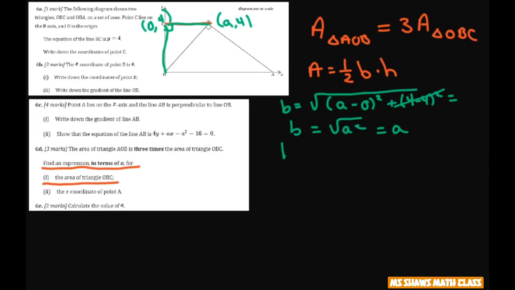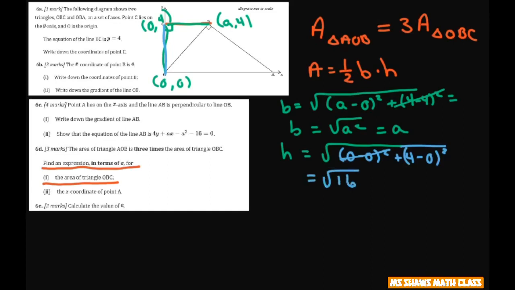All right, and then your height is going to be the square root, and this is where we're doing the height here, this part. So find that distance. That's going to be (0 minus 0) squared plus (4 minus 0) squared. So that cancels out. So height is the square root of 16, which equals 4. So let's plug that in. So we get area equals 1/2 A times 4. So that's going to be 2A. So that's your answer for that area.